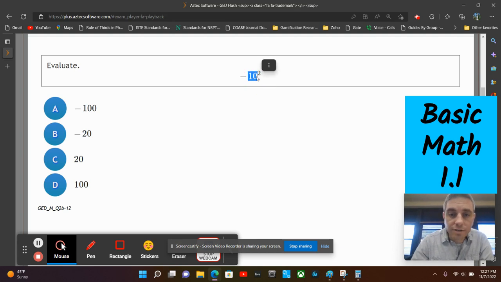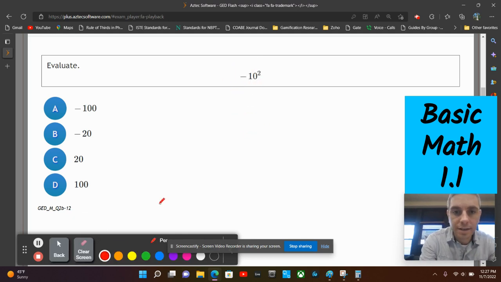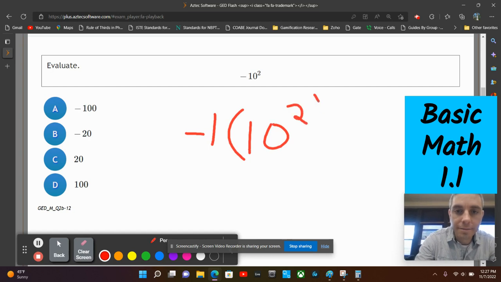So this is actually interpreted as 10 squared. Then you take that answer and times it by -1. Kind of strange, but it's almost like this is interpreted as -1 times 10 squared. So you would do 10 squared first, then times the answer by -1, which is why A is going to be the correct answer here.